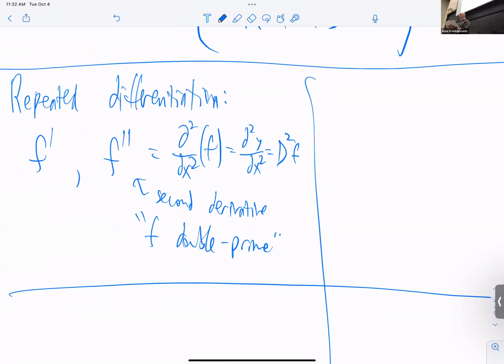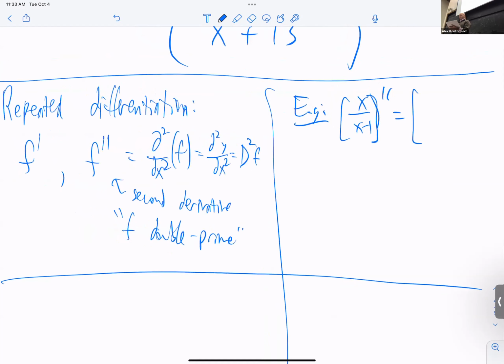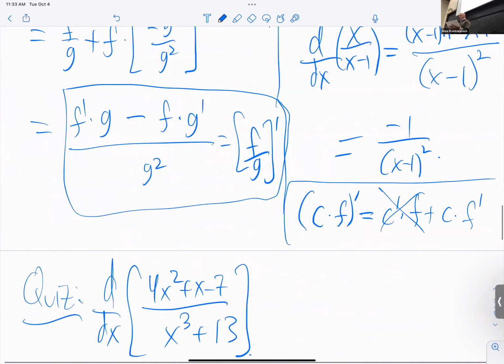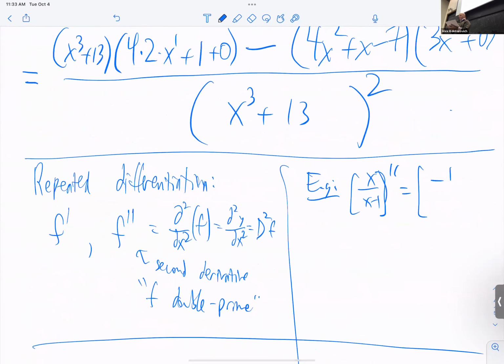So let's see some examples. What is the second derivative of x over x minus 1? Well, the first derivative we just worked out. What was the first derivative? Anybody remember? Yeah, negative 1 over x minus 1 squared. So this is negative 1 over x minus 1 squared.